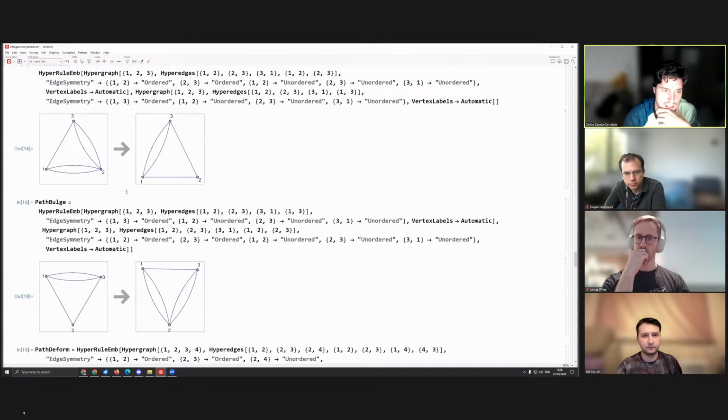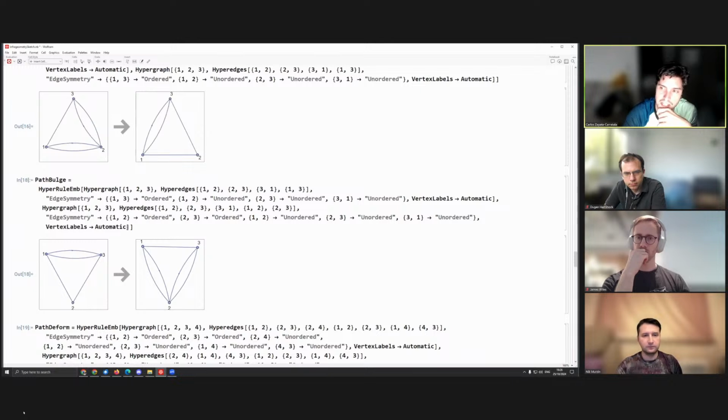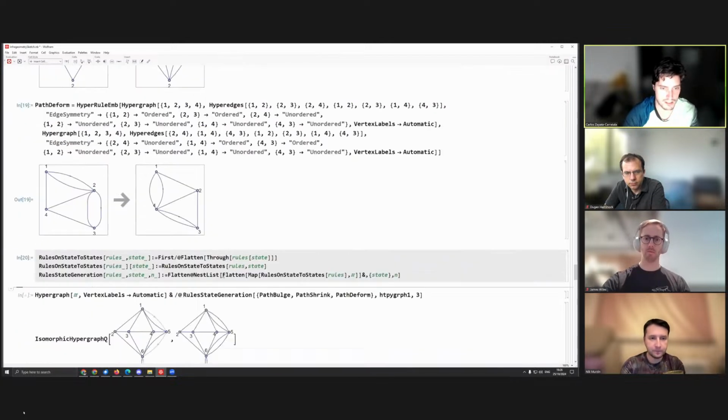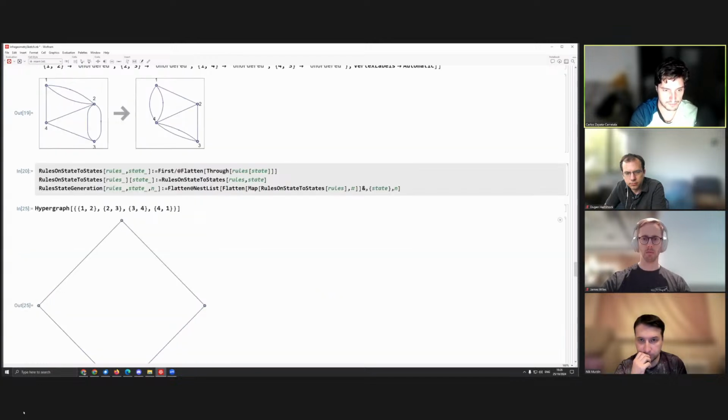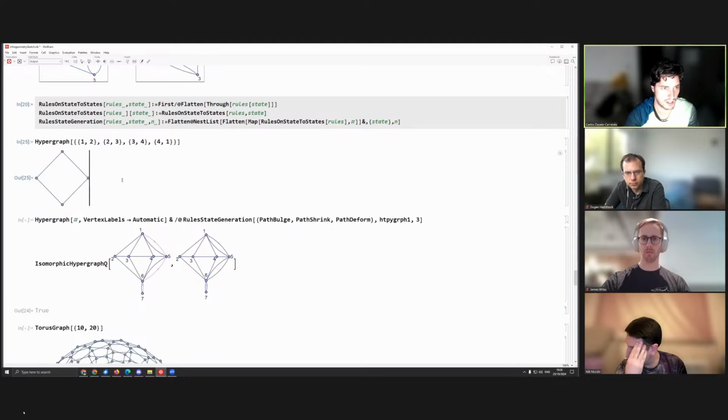So if you notice, these three rules don't say anything about what happens when you have a square in a graph, right? So when you have something like this, if you have a graph that looks like this, 1 to 2, then 2 to 3, then 3 to 4, then 1, right? If I have this kind of graph, I can move it.